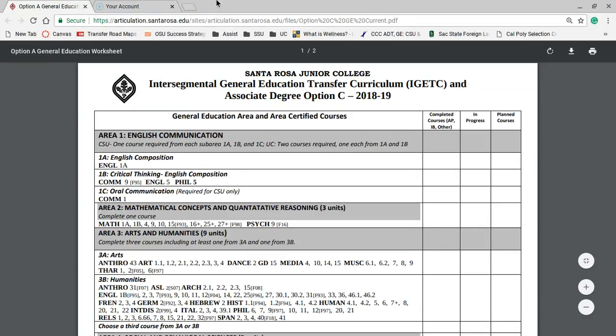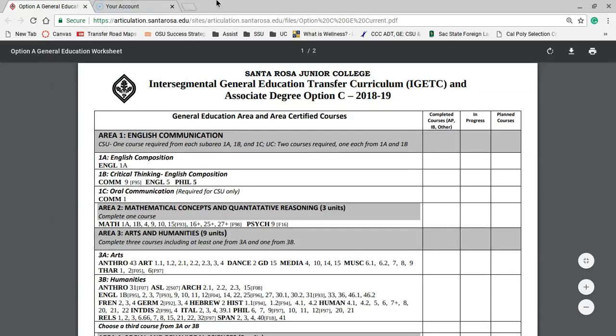So the IGETC is not all that different from the option B CSU general education, but remember all the courses on here are only going to be numbered between 1 and 47. So where there may have been a course on the CSU General Ed that was accepted because it is numbered higher than 47, you're not going to see that here on the IGETC.